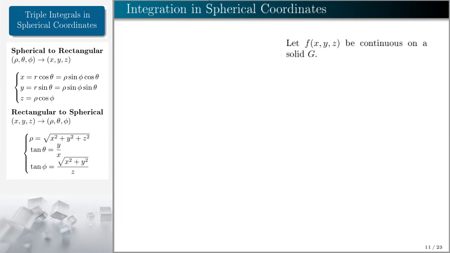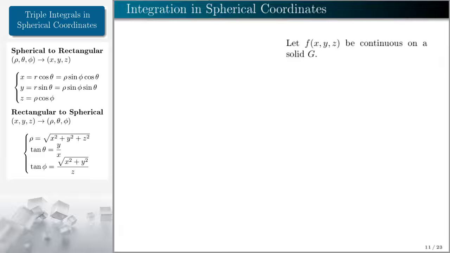Now suppose that we have a function f that is continuous on my solid G. If you remember, in the derivation of the triple integral, if we assume that this function f is our density function, we can talk about the mass of G. And we'll do that by partitioning our solid G into smaller parts.